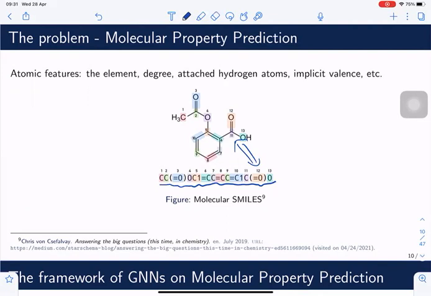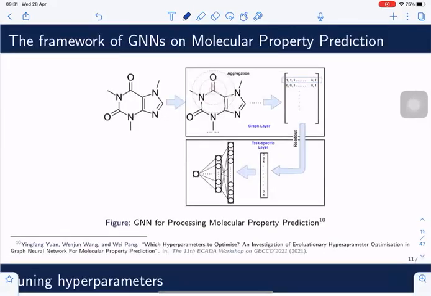So we give the SMILES first to our program and transform the SMILES into the graph. And then we input the graph into our graph networks. And at the first layer, as the input layer for the graph networks, the atom features include the element, degree, attached hydrogen atoms, implicit valence, etc. And after we get the molecular graph and how we process it, let's see the framework we proposed in our workshop paper.